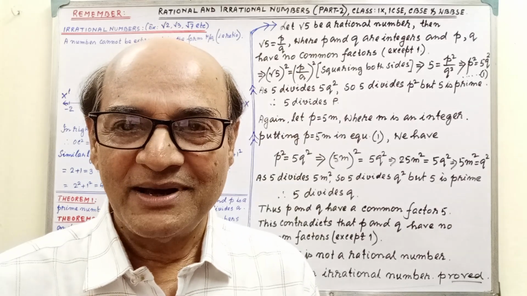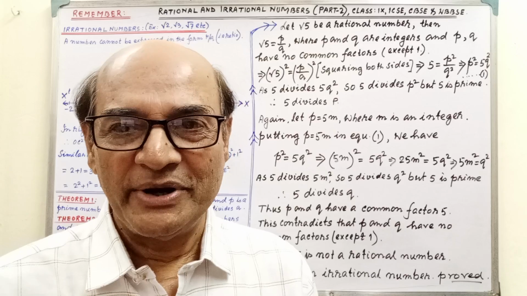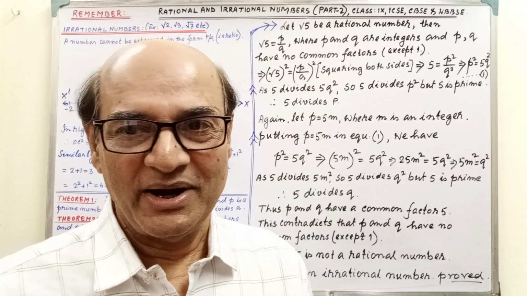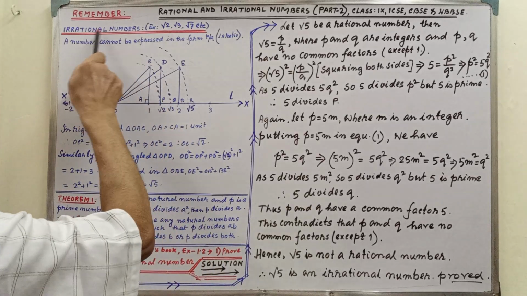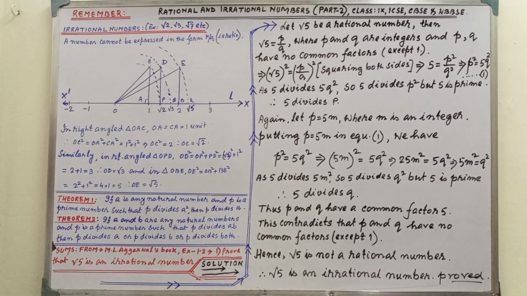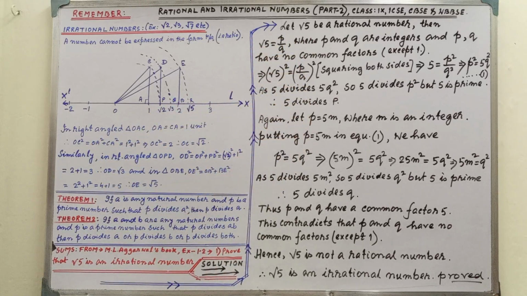And these numbers are not in the form of ratio p by q. This is why these numbers are known as irrational numbers. Theorem number 1: if a is any natural number and p is a prime number such that p divides a square, then p divides a. That theorem you have to remember. When you follow the example, then the theorem will be clear.